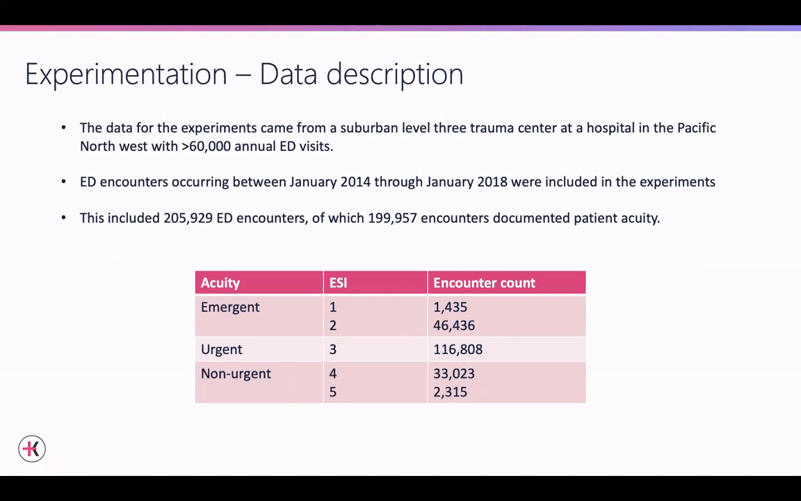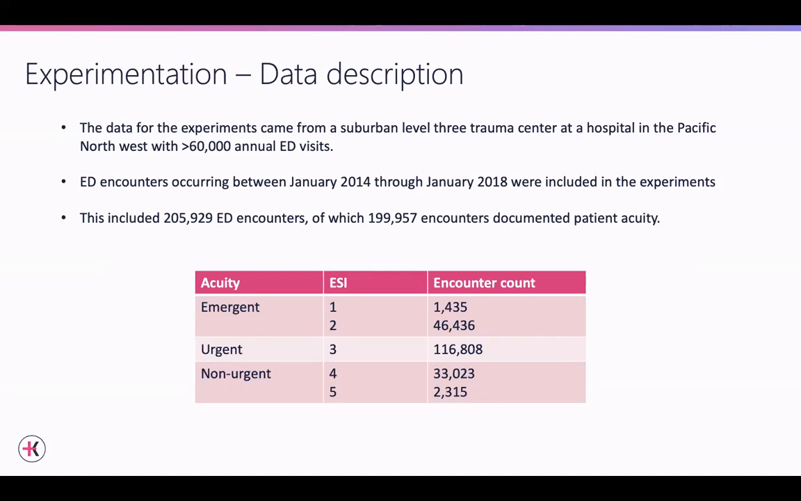The data that we used is from January 2014 to January 2018, which is 3 years of data, which we used for experimentation. In this data, we saw 206K ED encounters, out of which 199K had acuity assigned. So we removed the encounters without acuity as part of data preparation.